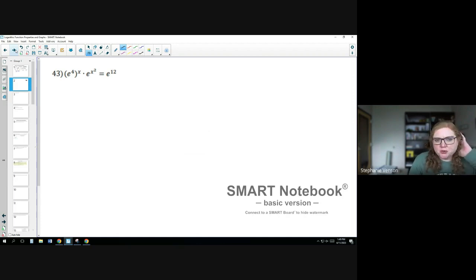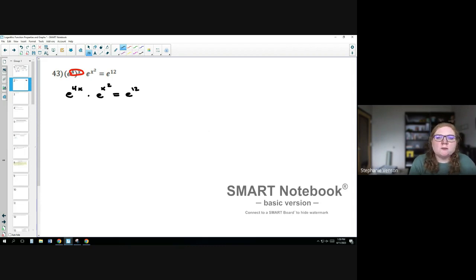And so what I'm going to have to do is use some of my exponent rules to simplify the left-hand side so that I only have 1 base of e on that side. So the first thing I see is that I have a power raised to a power here. It's e to the 4th, and then that's raised to the power of x. And I know that when I have a power raised to a power, I multiply. So this can be e to the 4x times e to the x squared is equal to e to the 12th.